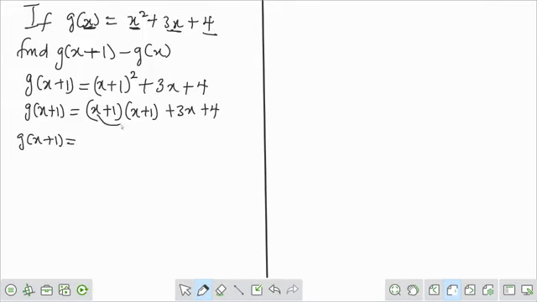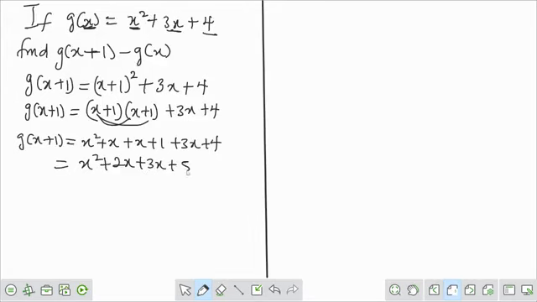So x times x, you know how we normally multiply. We have x squared. X times this plus x plus 1 plus 3x plus 4. So x squared plus 2x plus 3x plus 5. So we now have g of x plus 1 is equal to x squared plus 5x plus 5. Now, the question said we should find g of x plus 1 minus g of x.